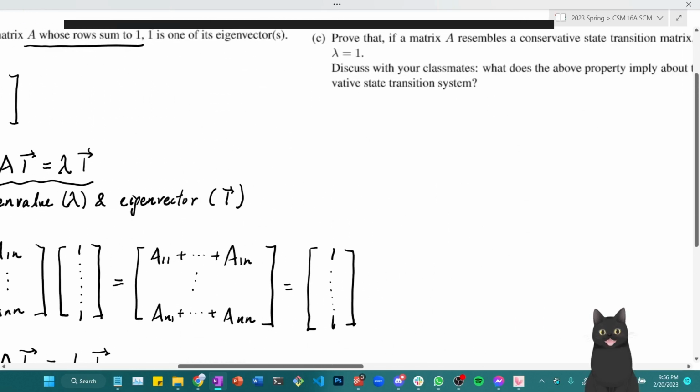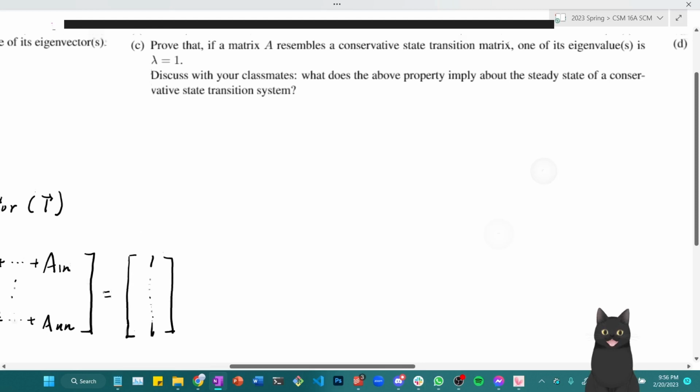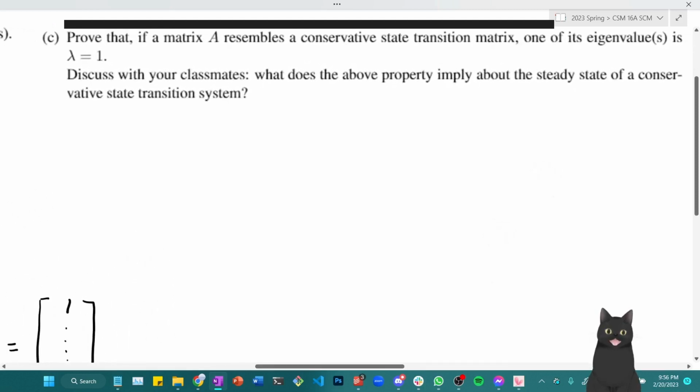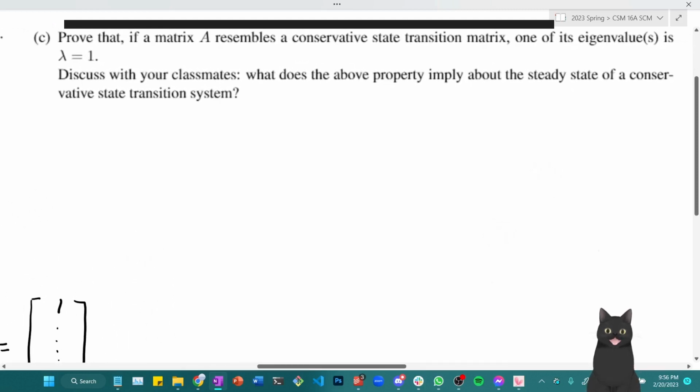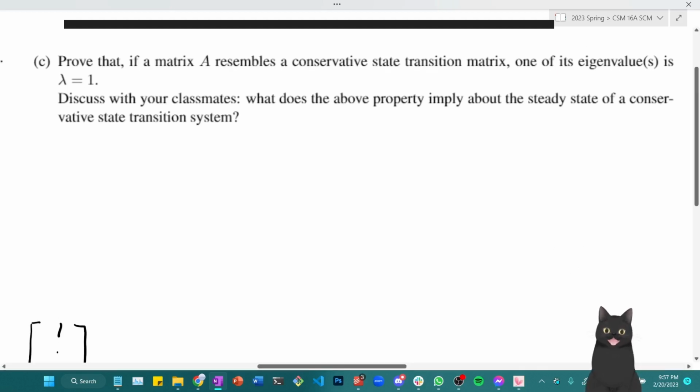So now let's move on to part C. Part C combines the knowledge from part A and part B, but we'll go through that part later. So, prove that if a matrix A resembles a conservative state transition matrix, one of its eigenvalues is lambda equals 1. How can I know this? Well, first of all, let's try to translate the prompt a little to get some information.